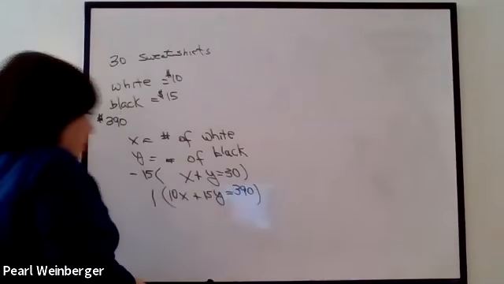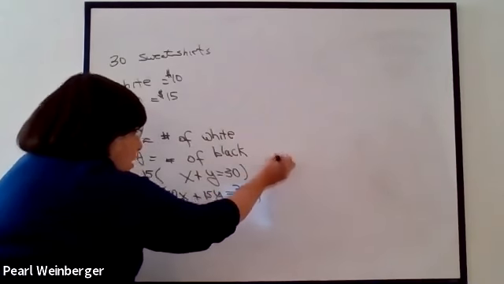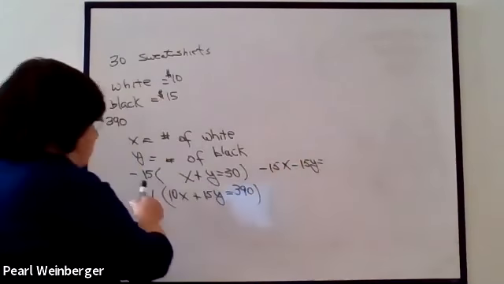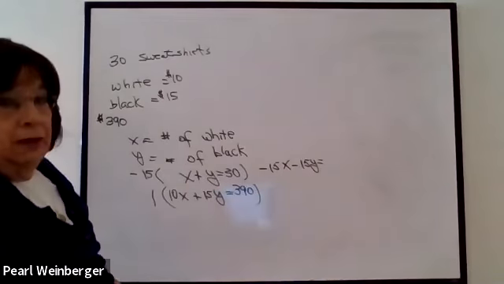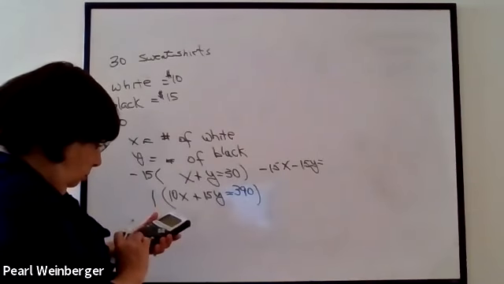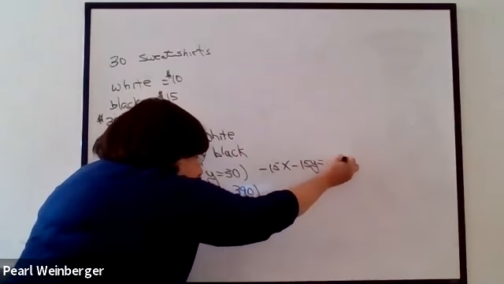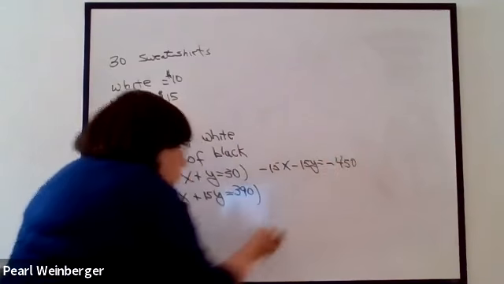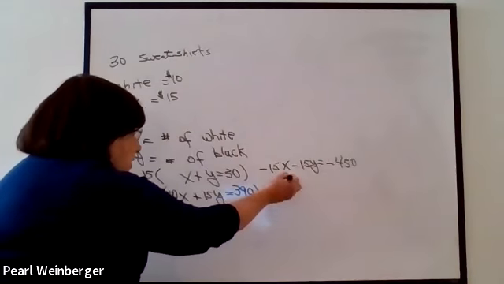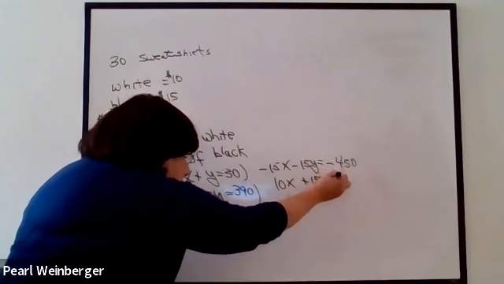So my first equation is going to become negative 15x minus 15y equals, okay, so we have negative 15 times 30. I'm going to use my calculator. And that gives me negative 450. The second equation, I'm just multiplying by 1, so it doesn't change anything. It's 10x plus 15y equals 390.